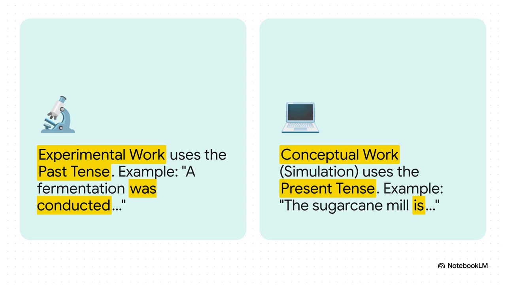But if you're describing a simulation or a model, something that exists on paper or in a computer, you use the present tense. The sugarcane mill is a standalone plant. Why? Because the model, conceptually, exists right now. It's a tiny little detail that tells you everything about the kind of work being done.